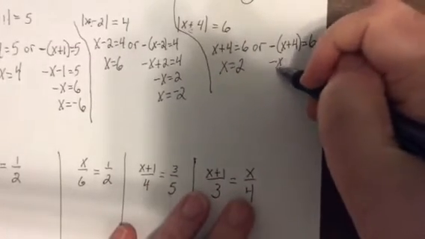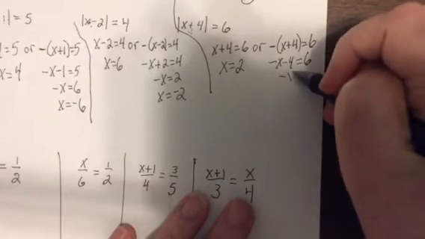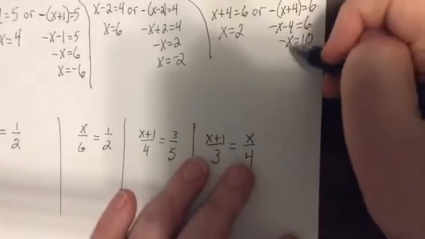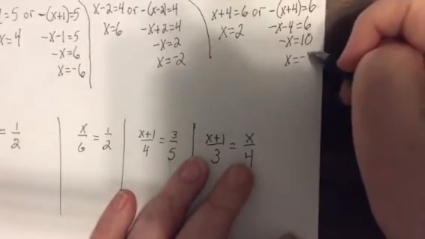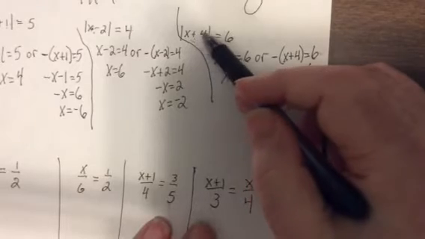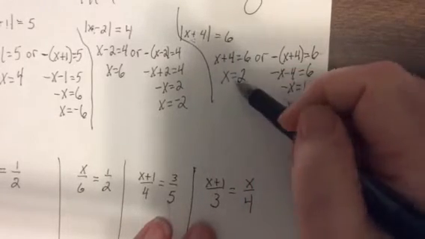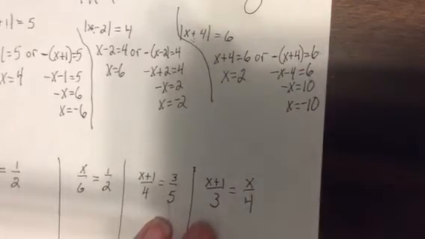Here, take the opposite, add 4, so negative x equals 10. Then take the opposite. So negative 10 plus 4 is negative 6. Negative 6 absolute value is 6. 2 plus 4 is 6. Absolute value is 6.